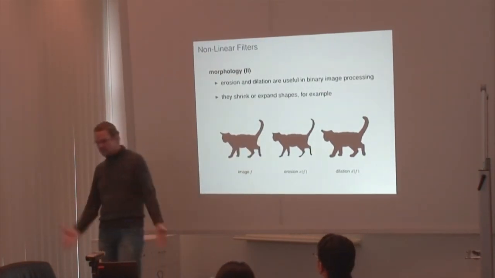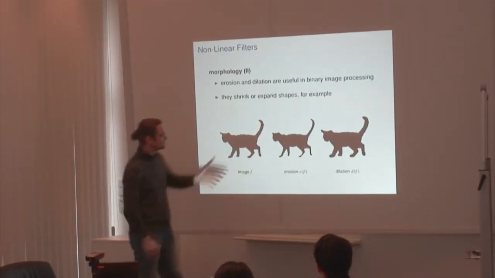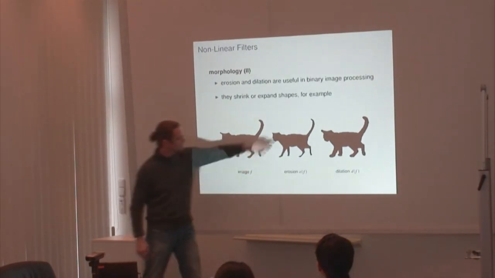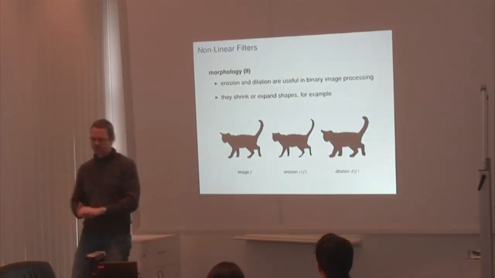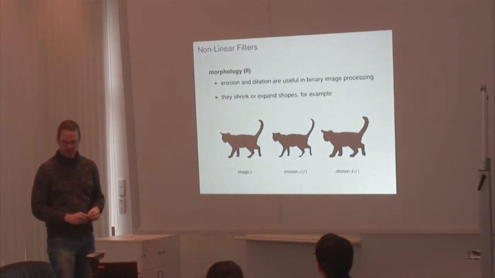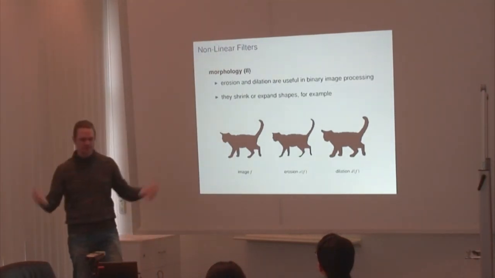And that obviously leads to this image sort of being shrunk a bit, in particular around the boundary of this shape. Binary images are also called shape images. Dilation does the opposite, right? This one is sort of a bit bloated, inflated.